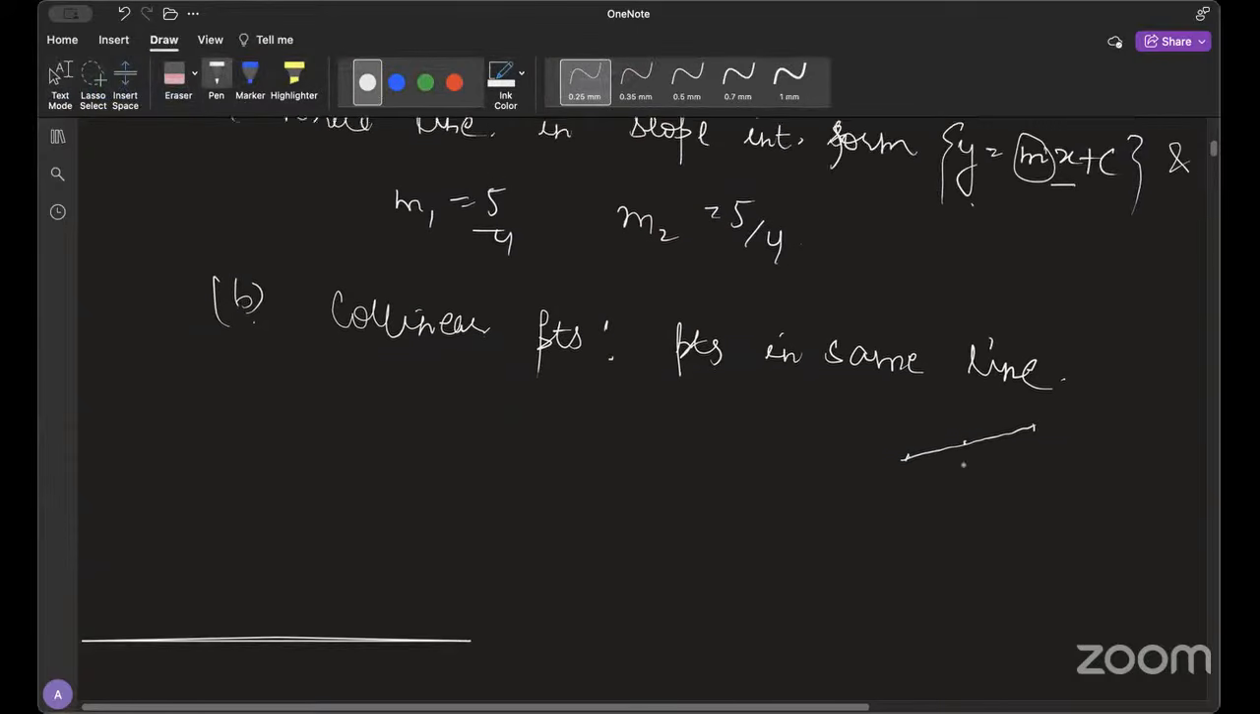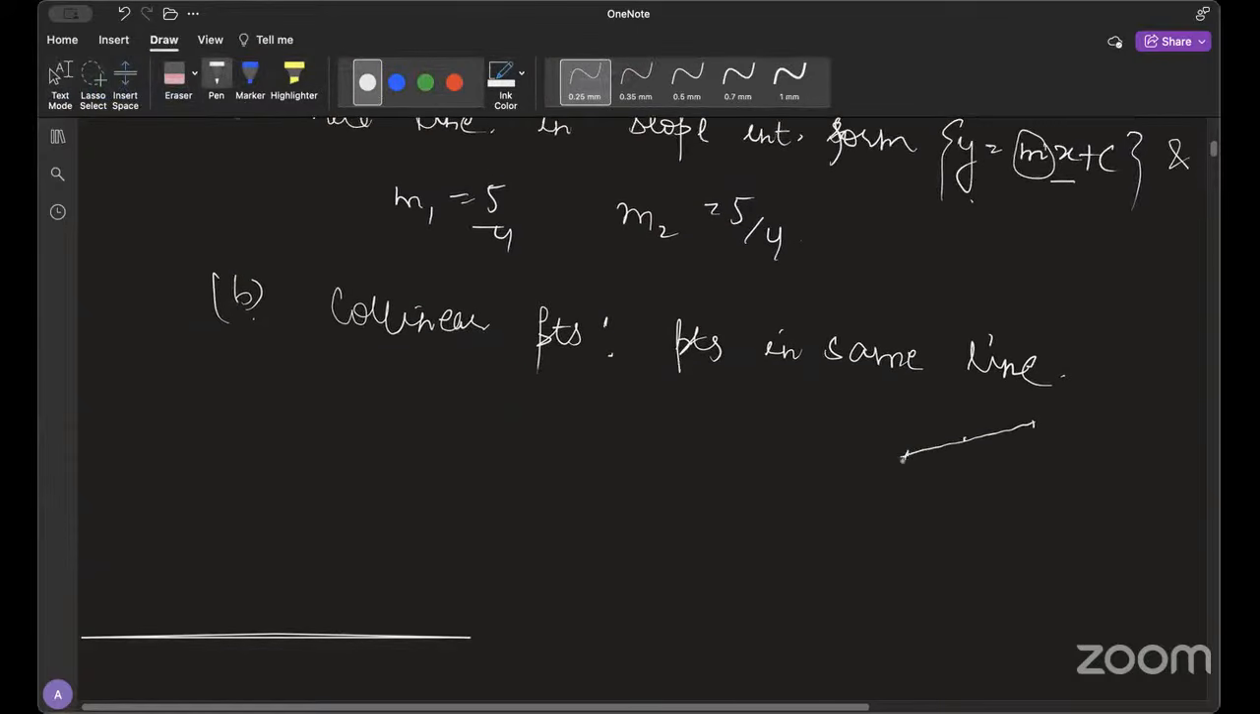So if you have to find the area of the triangle formed by these 3 points, then it's 0. Why? Because you can also look at it as the height becoming 0, right? There's no height of this triangle, so it becomes 0. So the area of ABC is 0 if ABC are collinear.